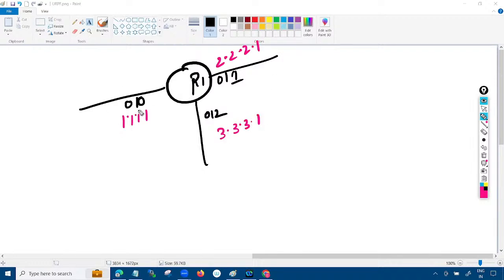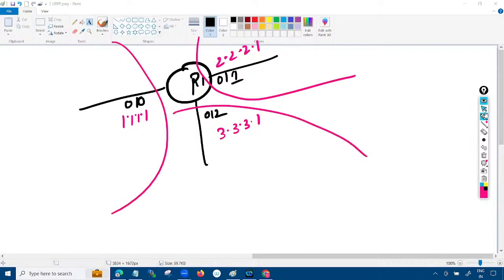Of course, each interface is going to represent a separate broadcast domain, right? This interface has a separate broadcast domain. This interface has a separate broadcast domain. This interface has a separate broadcast domain. So each interface has a separate broadcast domain.